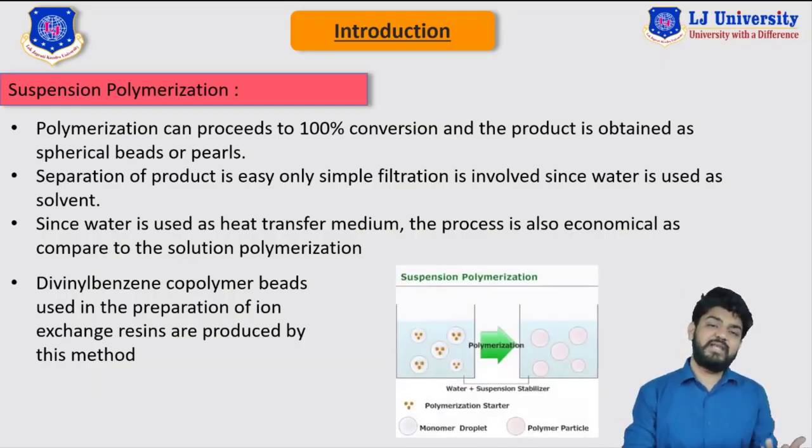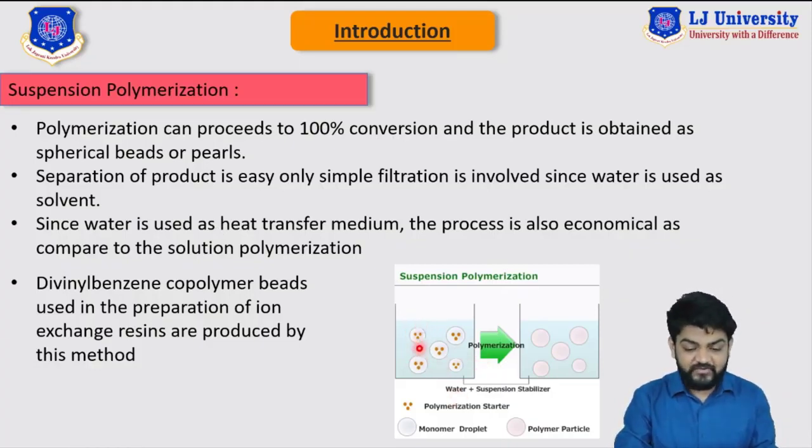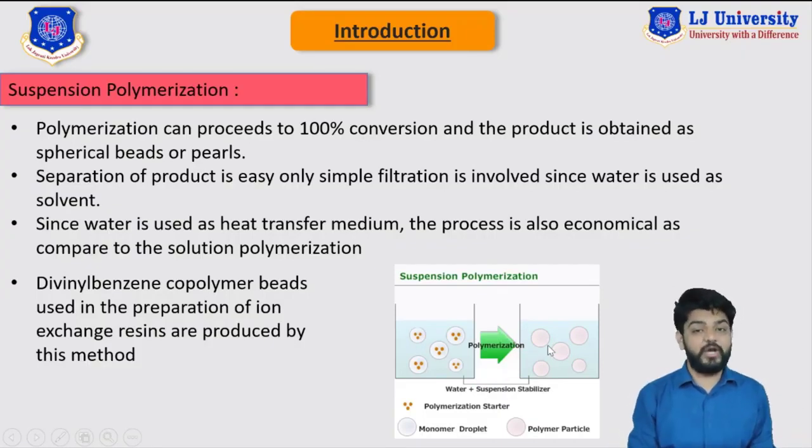Now moving towards the next thing, you can see here this is the clear image of the suspension and how the polymerization takes place inside the suspension. You can see here we have one suspension, or we can say one droplet of the monomer, inside which we have added our initiator. After the polymerization takes place in this suspension, we are going to get this kind of solution which represents our polymer, right?